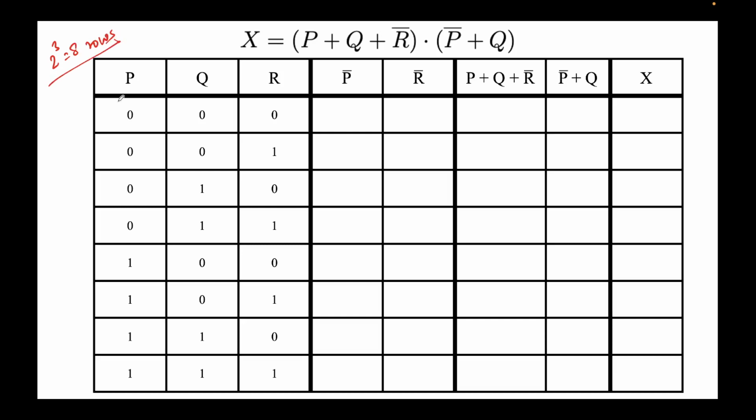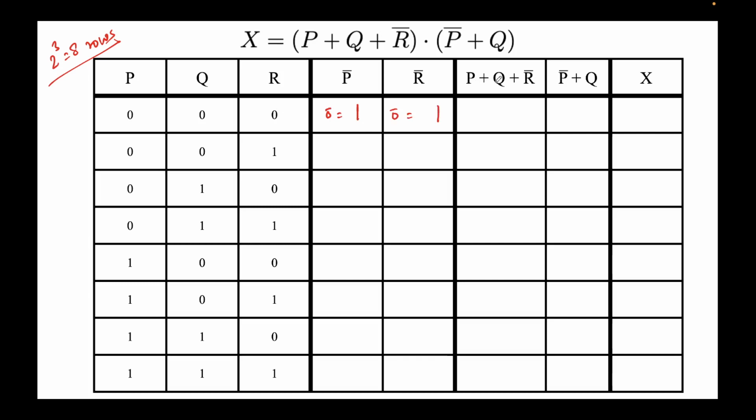And what are those values? You can see that the first is 0, 0, 0 when all the three inputs are 0. So let's try to populate this row first. When P, Q and R all of three are 0, P bar will be nothing but 0 bar, which is 1. R is 0, so R bar will also be 1.